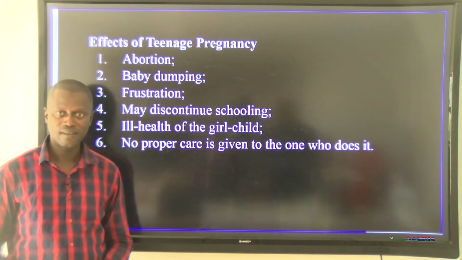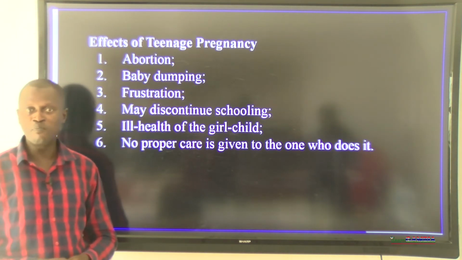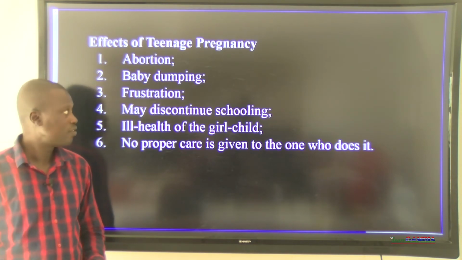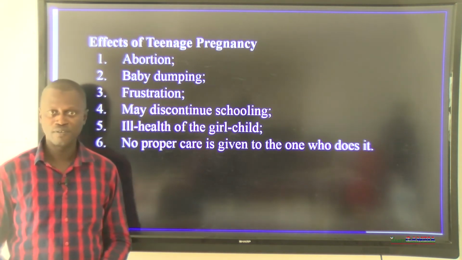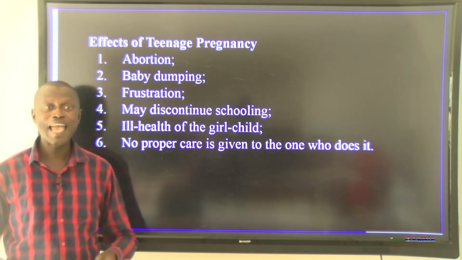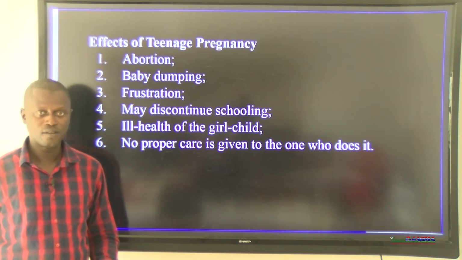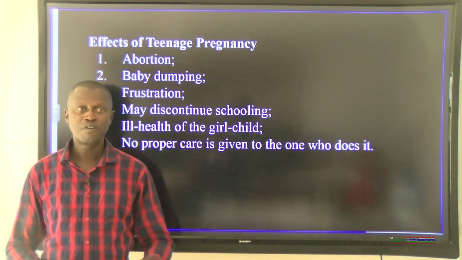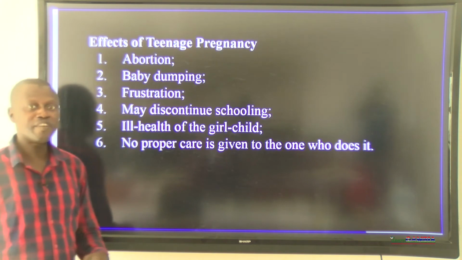Baby dumping is another effect. If you go to some of our dumping grounds, they are not only used for the dumping of refuse. Our dumping grounds are also used to dump babies. Sometimes these babies, in fact, are live babies for that mother, not the ones who are dead, not the ones who are not fully matured for delivery. Sometimes you come across different types of it.